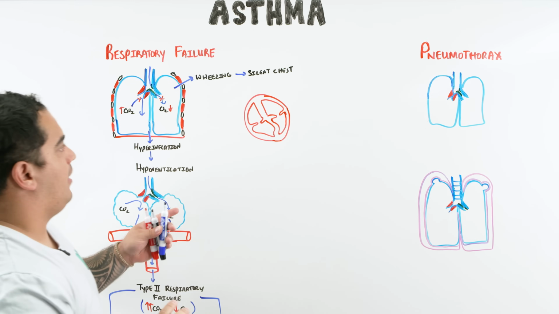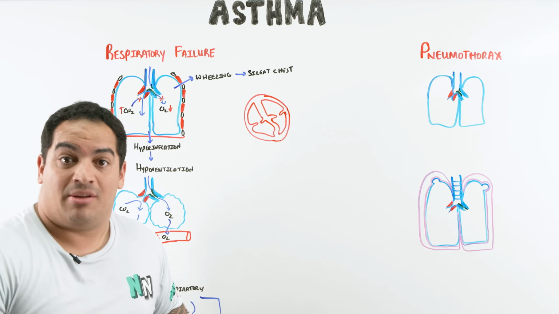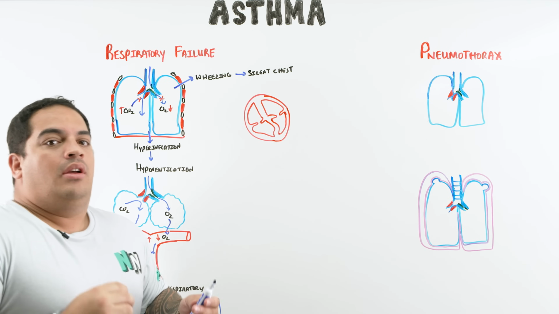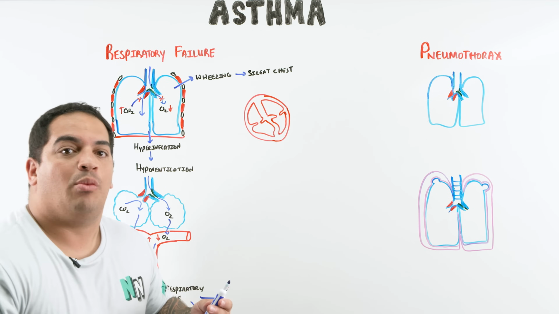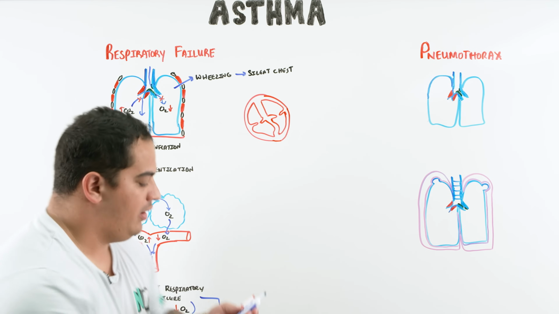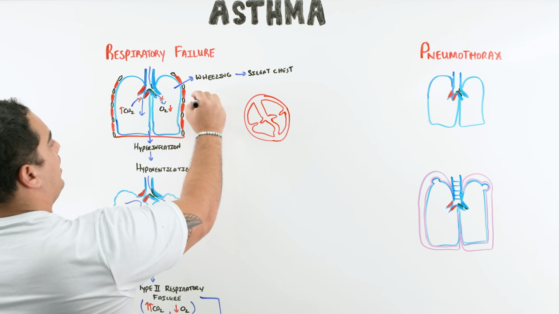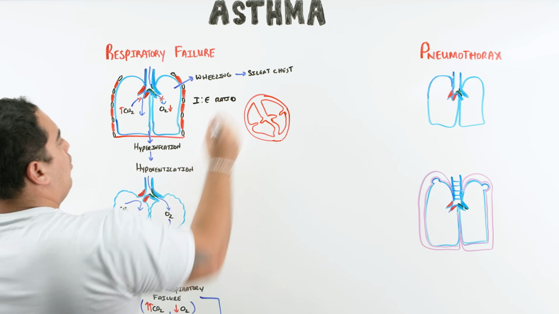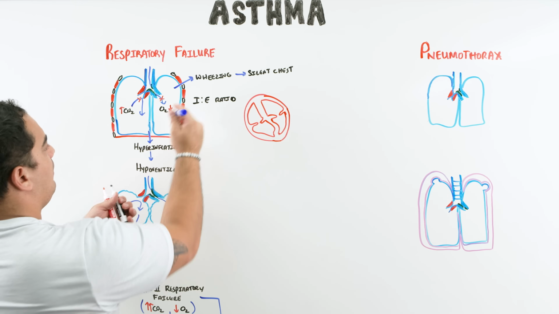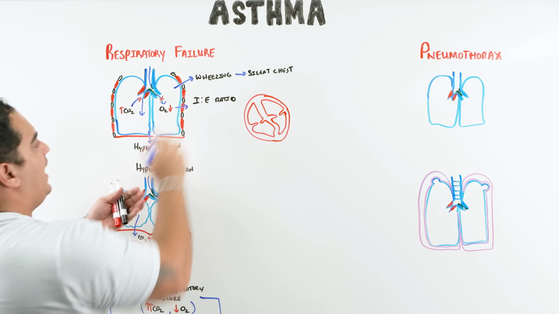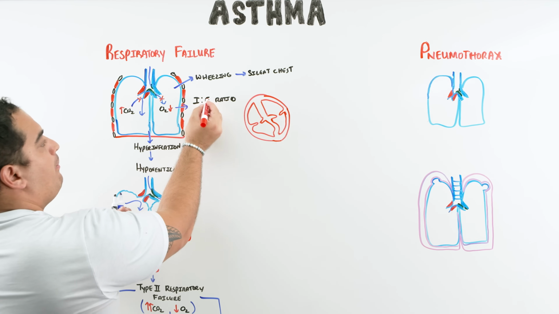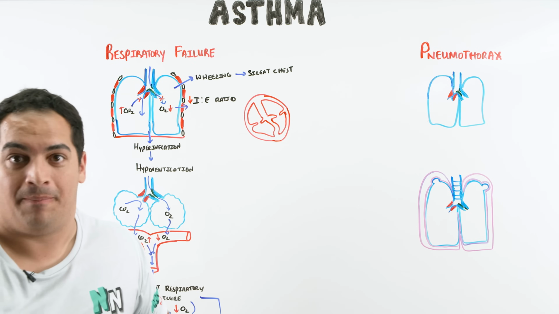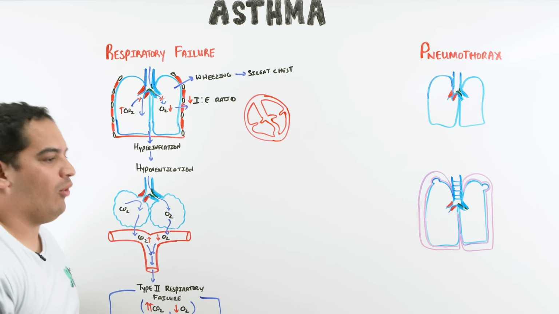The other thing here is that they'll have that hyperresonance to percussion, but you're going to notice that they'll take these short inspirations and their expirations will be super long. And so what we say is they have what's called an I:E ratio that's really weird, where they'll have a very short inspiration and a very prolonged expiration. So they have a decreased I to E ratio. These are the things that you want to watch out for.